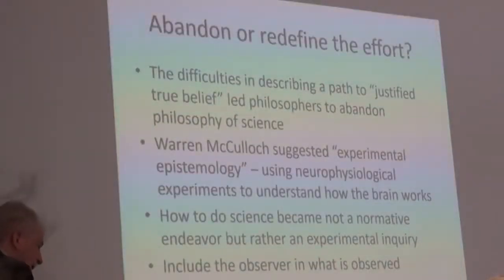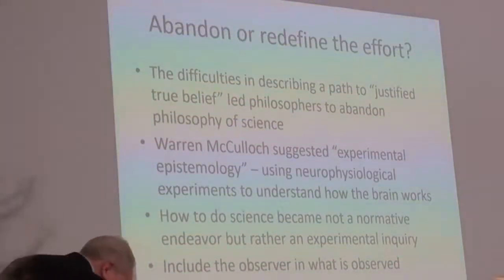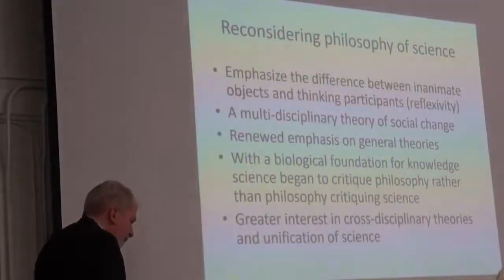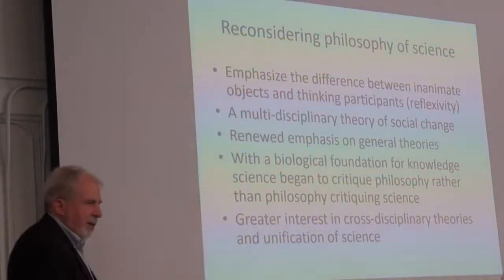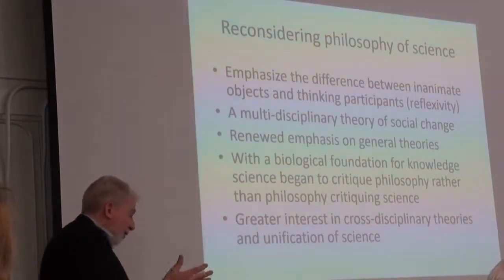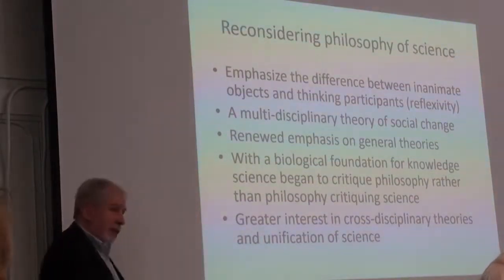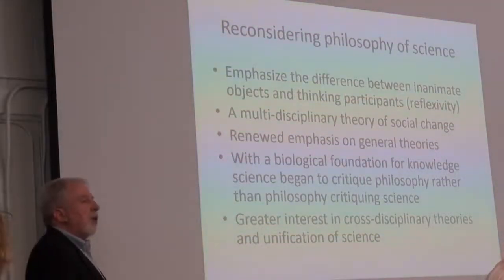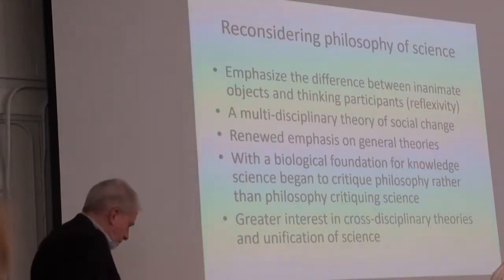But that means that science becomes not a normative endeavor to do this, and this, but rather becomes an experimental inquiry. And you have to include the observer in the activities of science. You emphasize the difference between inanimate objects and thinking participants, which wasn't really mentioned in the Unity of Science document. You create a multidisciplinary theory of social change. You renew the emphasis on general theories because you want to have parsimonious theories. You want to explain a large range of phenomena with a small range of propositions.